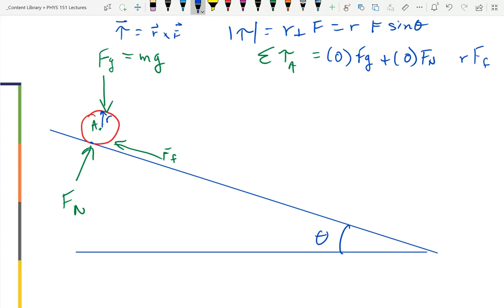Remember, r cross f, so my index finger needs to point from here to here. And then I orient my hand so my middle finger can point in the direction of force and my thumb points in, so it's negative. It's going to make it spin clockwise, which is negative. So that's a minus there.